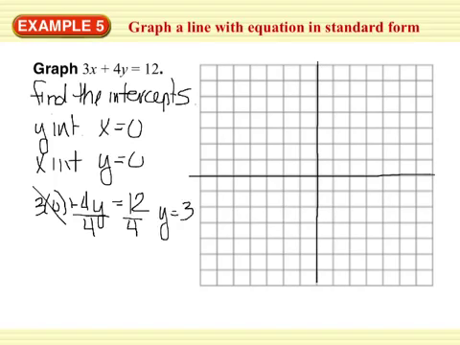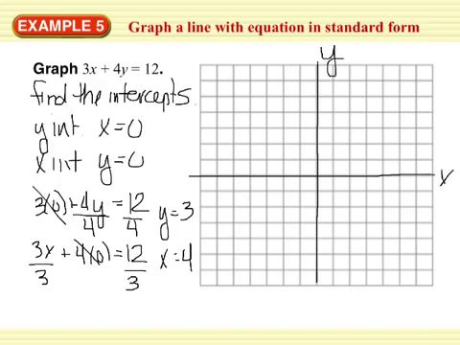That's my y-intercept. My x-intercept is where y equals 0, so I'm going to plug in 0 for y, so that goes away. And I have x equals 4. So I can go to my y-axis and my x-axis.